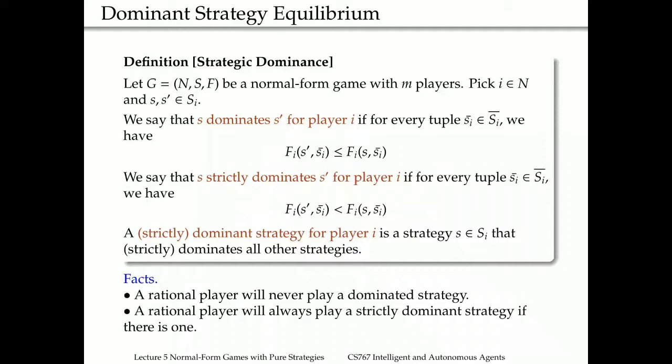Right? So suppose there is such a strictly dominant strategy, what do you think the agent would do? As a rational autonomous agent who does not care about the utility of other agents, the most reasonable choice would be just to play the strictly dominant strategy. So, in fact, this is the basic assumption that we can make. A rational player will never play a dominated strategy, because that's always going to be worse than the other strategy. A rational player will always play a strictly dominant strategy if there is one.